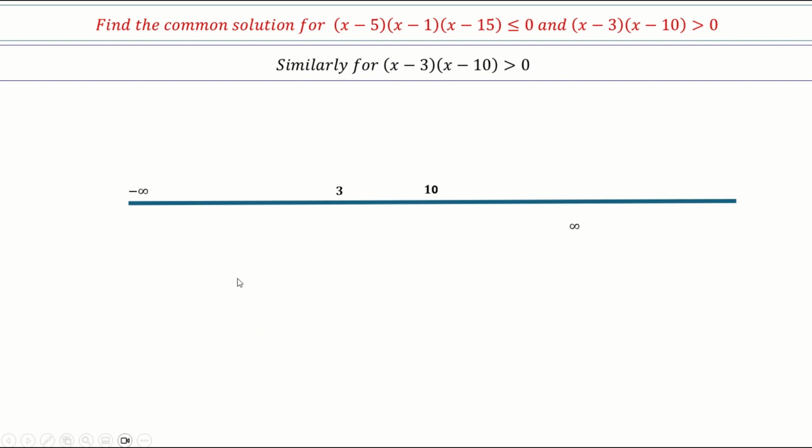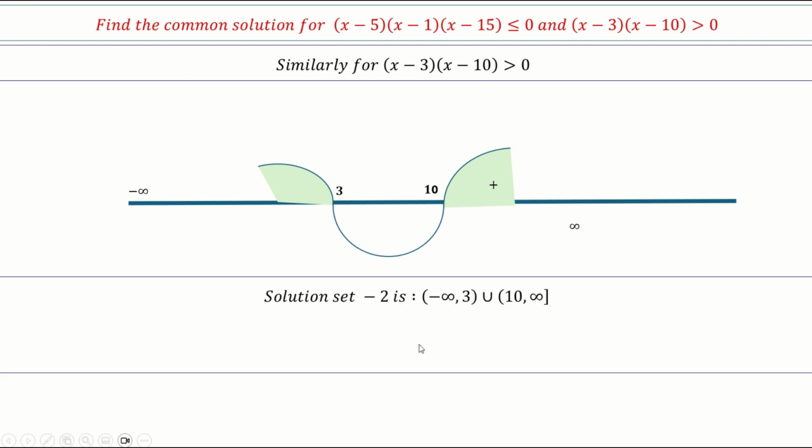Okay, same thing. 3 and 10 are my zeros. Obviously, more than 10 it is a positive value. So start from top. Then at 10 basically power 1, so I'll change. At 3 again power 1, so I'll change direction. So this is greater than 0, so these are my solution set. Minus infinity to 3 union with 10 to infinity. Sorry, I should not put a square bracket here. Actually, I should put a normal bracket. Okay, this is how I should put it.